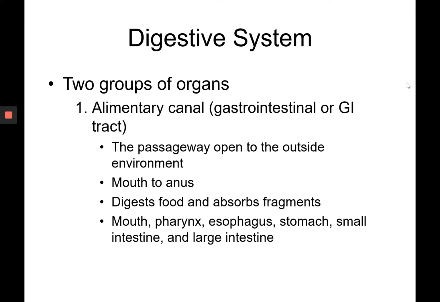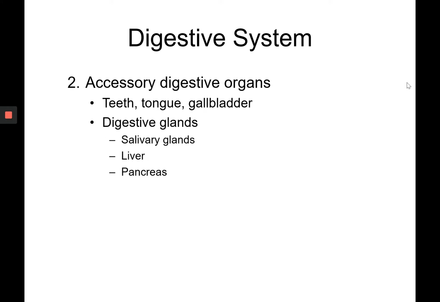The parts of the GI tract are the mouth, pharynx, esophagus, stomach, small intestine, and large intestine. The accessory digestive organs are either going to help the GI tract digest food by mechanically tearing it apart or providing excretions, whether it's digestive juices or enzymes that aid the digestive processes. The accessory digestive organs are the teeth, tongue, and gallbladder. The digestive glands are the salivary glands, liver, and pancreas.